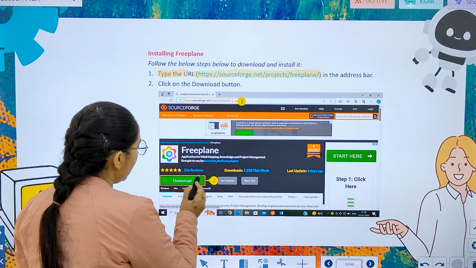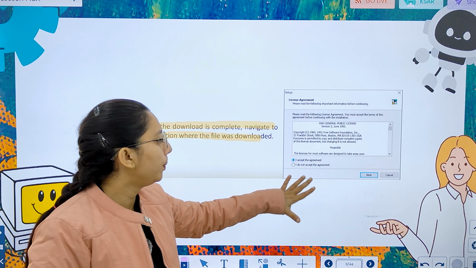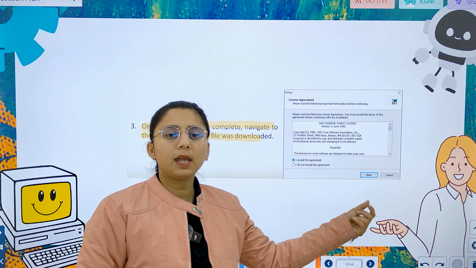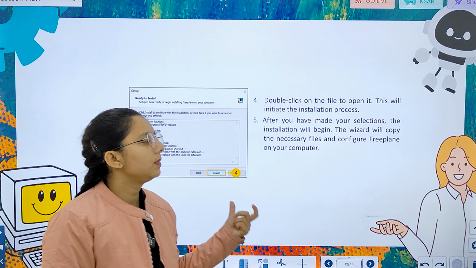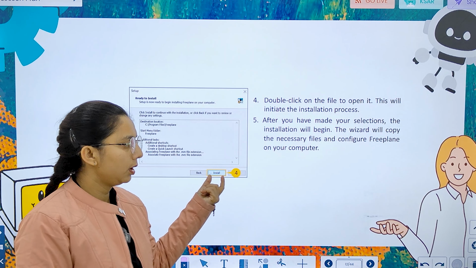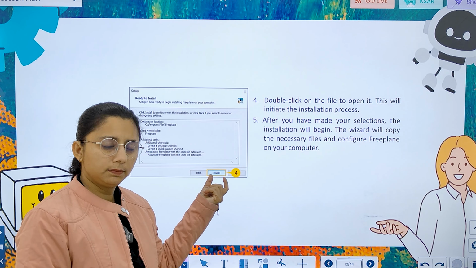once the download is complete, navigate to the location where the file was downloaded. You will go to downloads, wherever you have downloaded the file, and you will open it, and a license agreement will be there. You have to accept the agreement, then click next. After doing this, you will double click on the file to open it and this will initiate the installation process. Like this, you will be ready to install. You have to install, the selection begins and the wizard will copy the necessary files and configure them on your computer. Like this, your Freeplane will be installed.